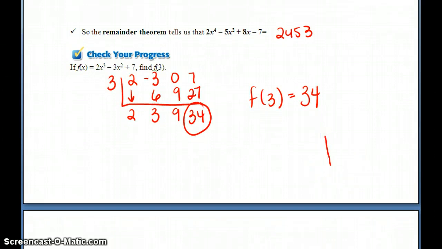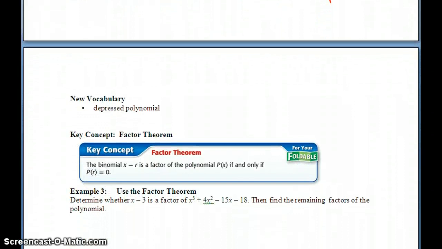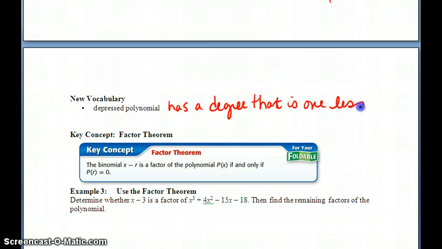So let's look. A depressed polynomial. A depressed polynomial has a degree that is 1 less than the original polynomial.